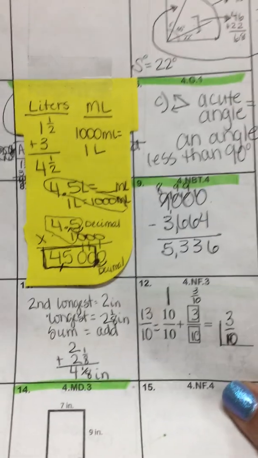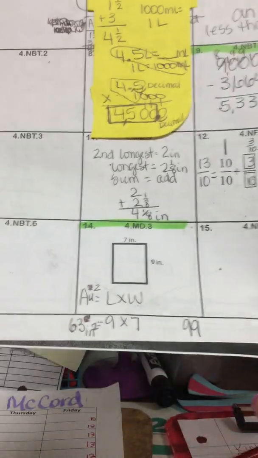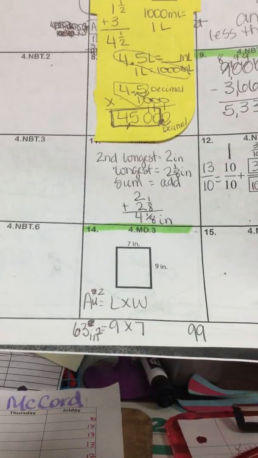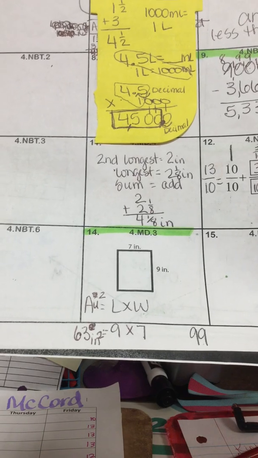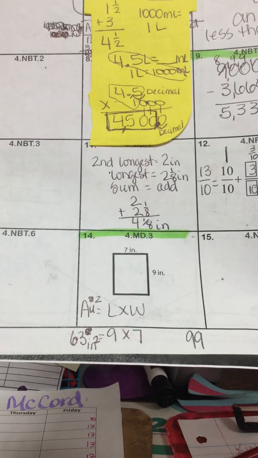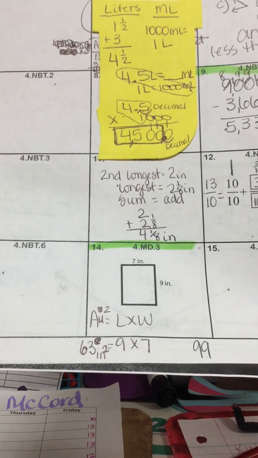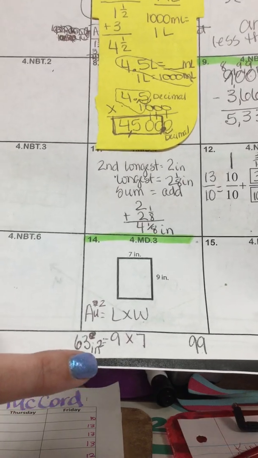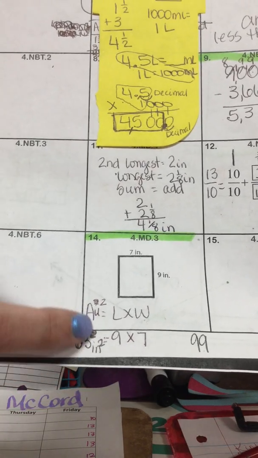Subtracting, borrowing, regrouping. The area is the amount of space or squares inside of a shape. Area unit squared equals length times width. Making sure that we remember to show our units.